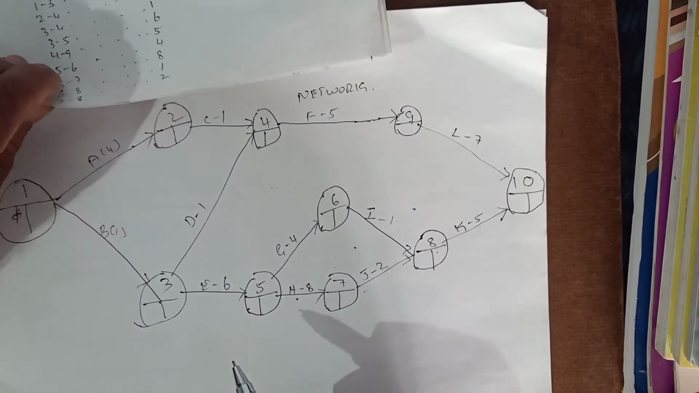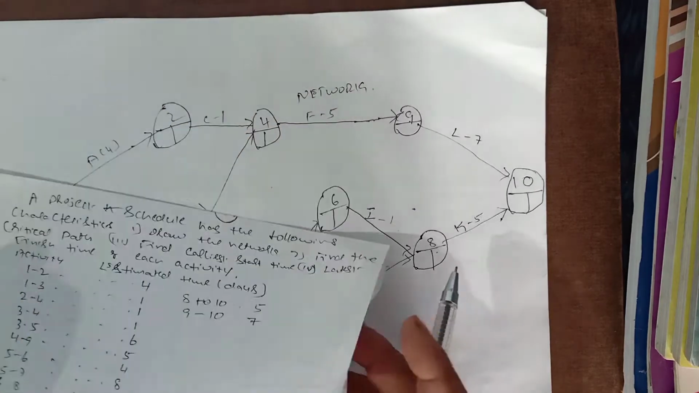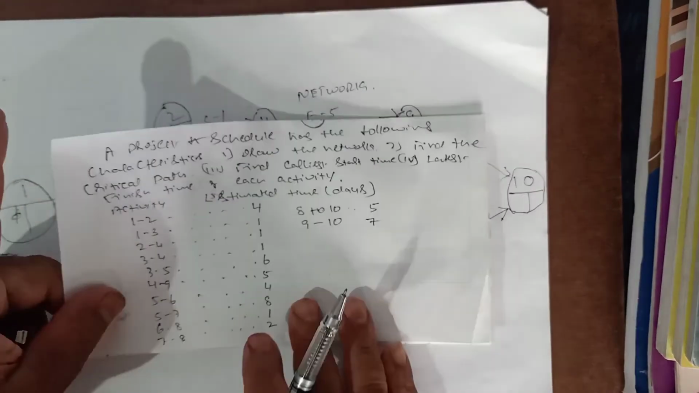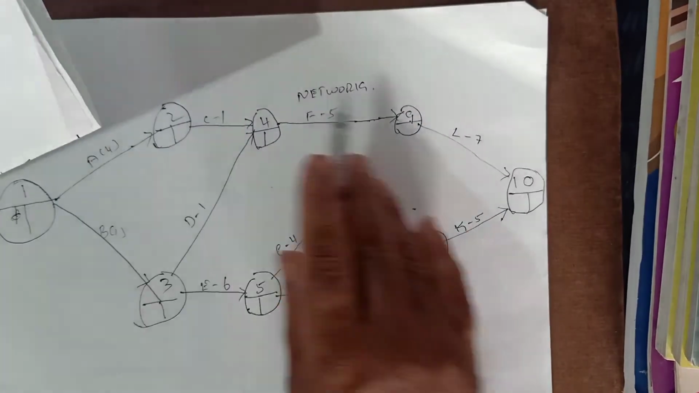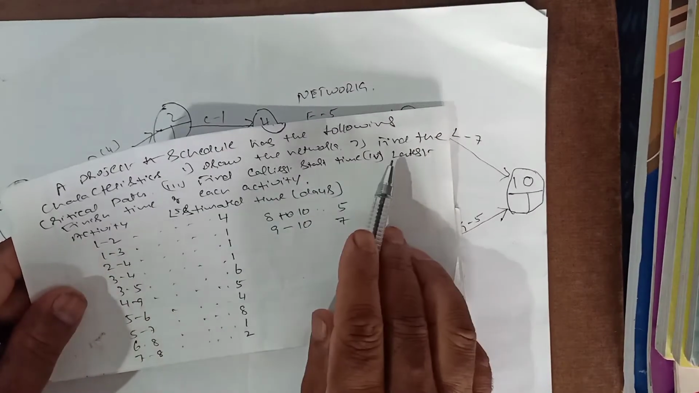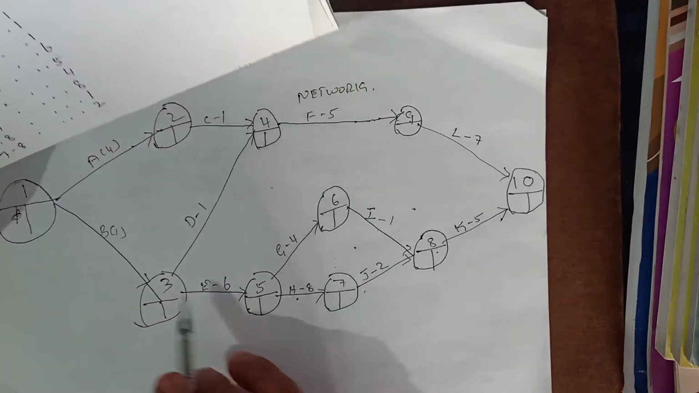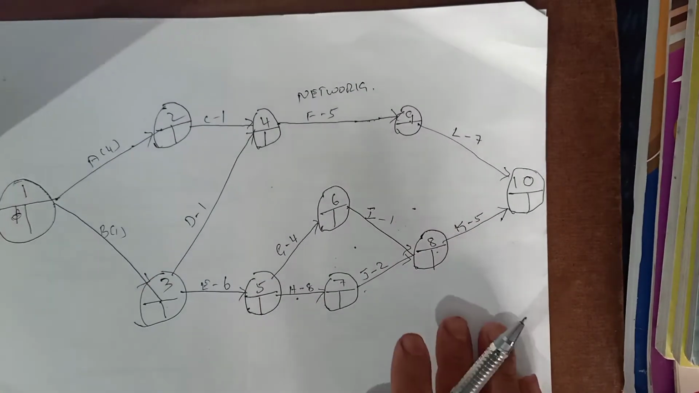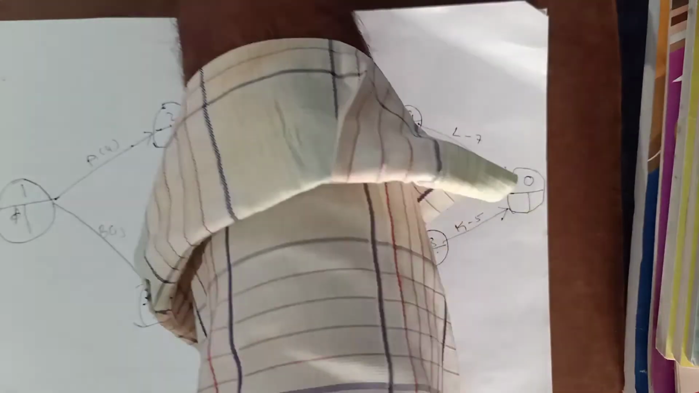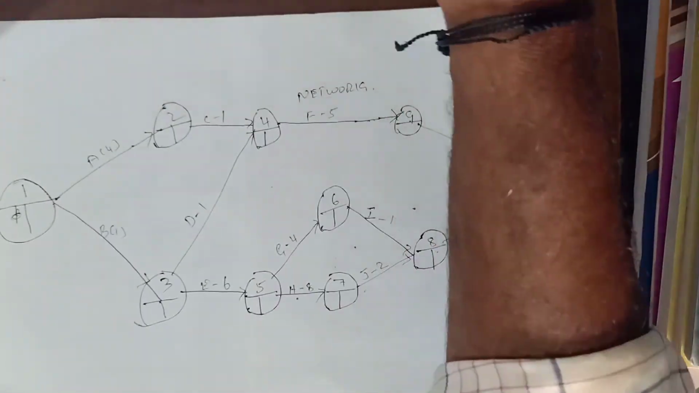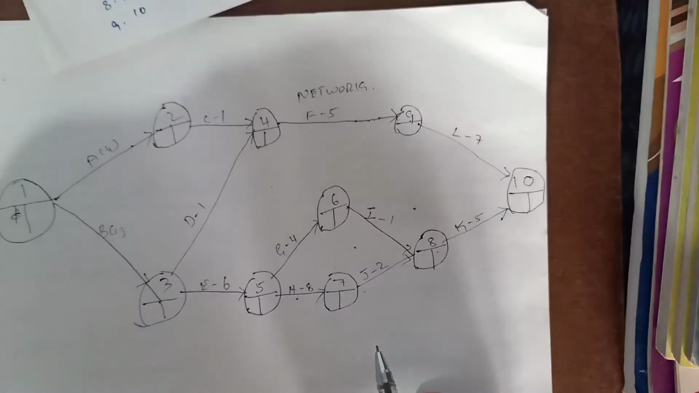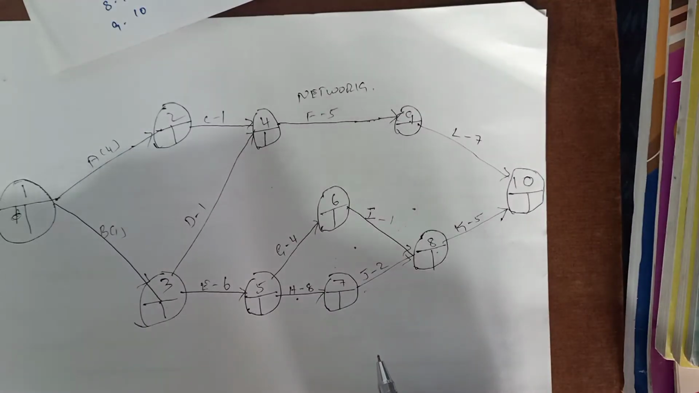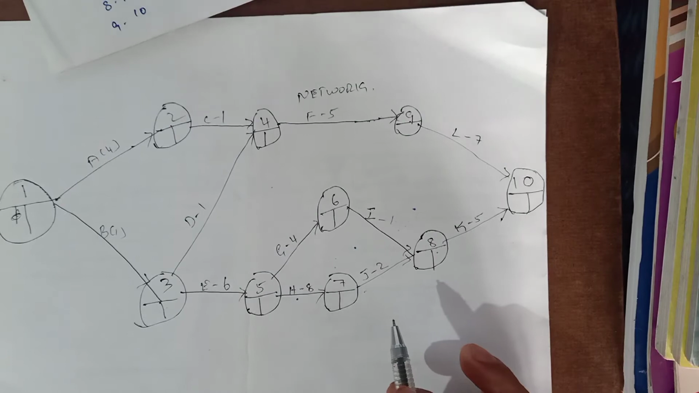So next, what next? Go to the problem once again and draw the network. We have drawn the network here. Then find the critical path. To find the critical path, first you have to find out the various paths and calculate the longest path.